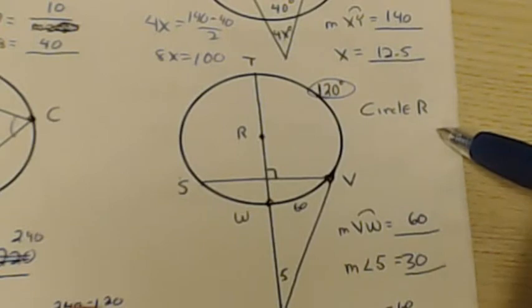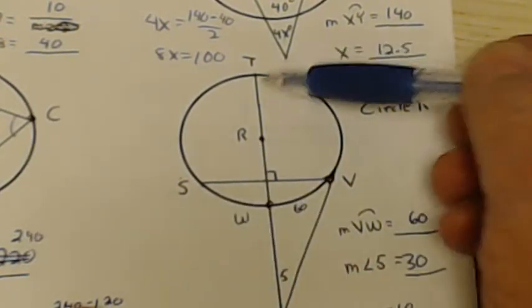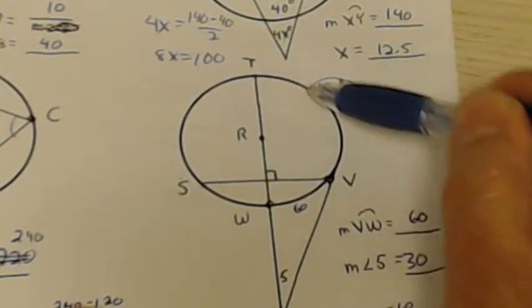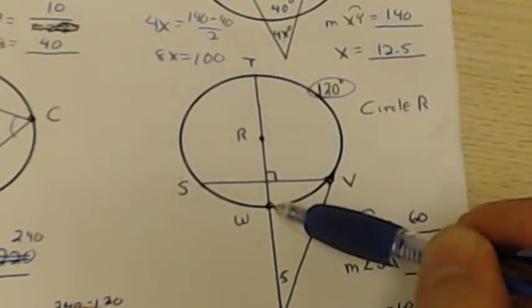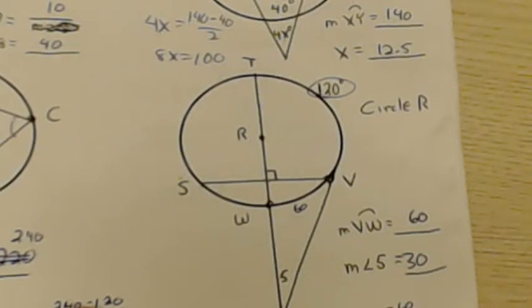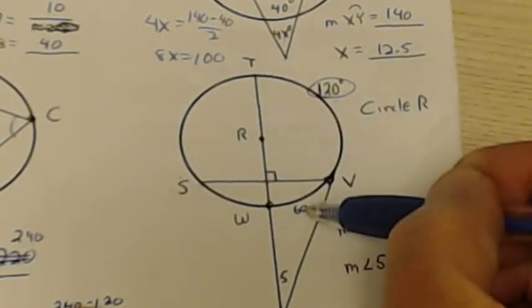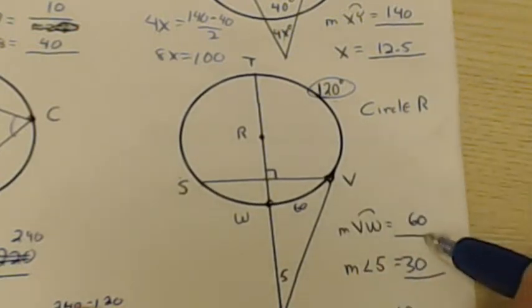This is circle R. That tells us R is the center, which makes TW a diameter. Therefore, arc TVW has 180 degrees in it because it's a semicircle. If I take 180 minus this 120, I'll have 60 degrees for arc VW.